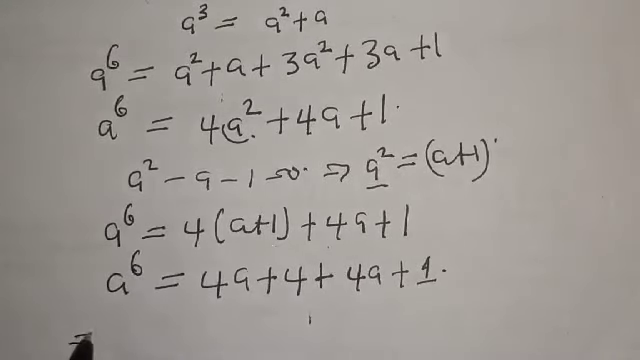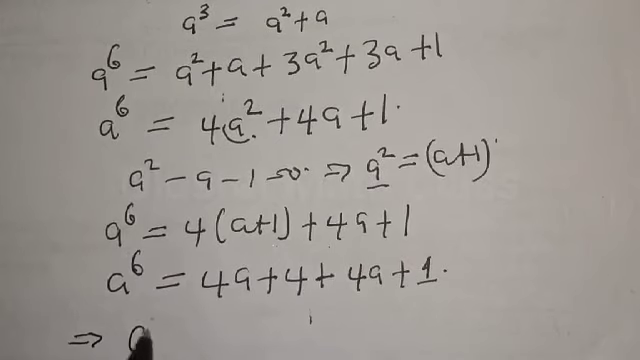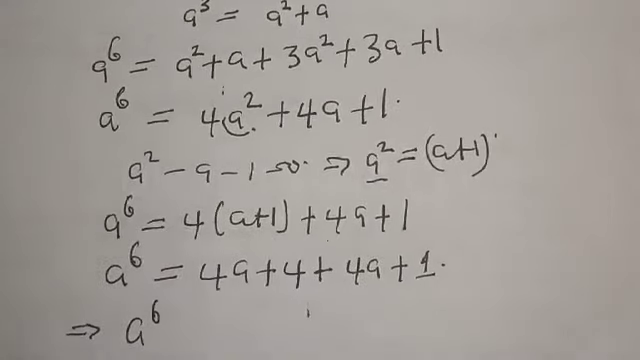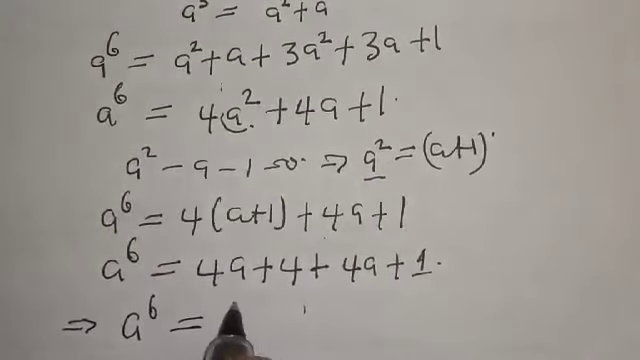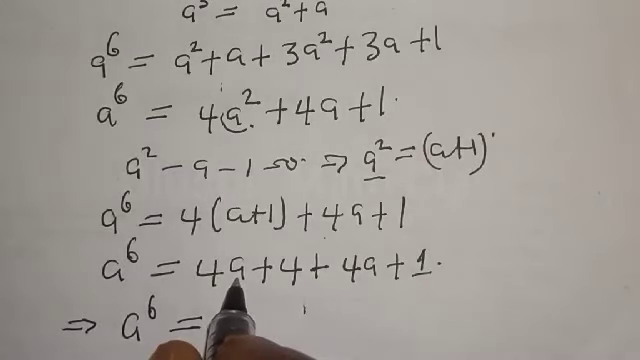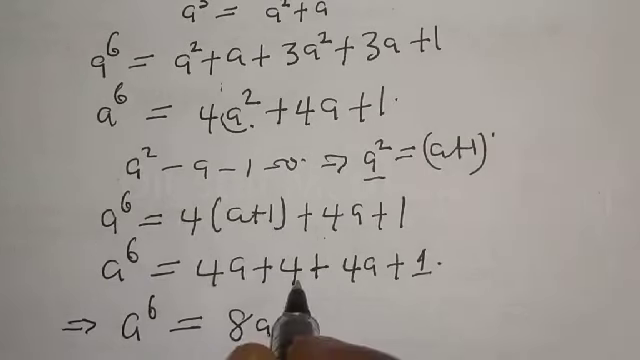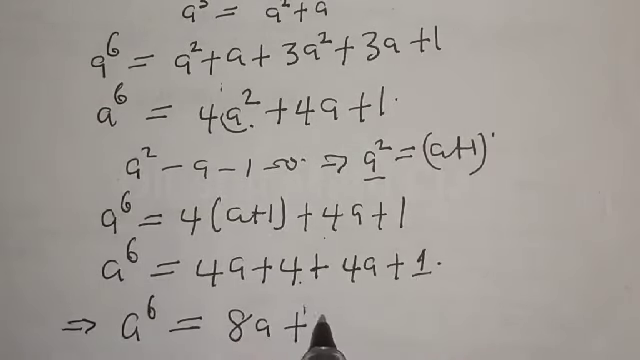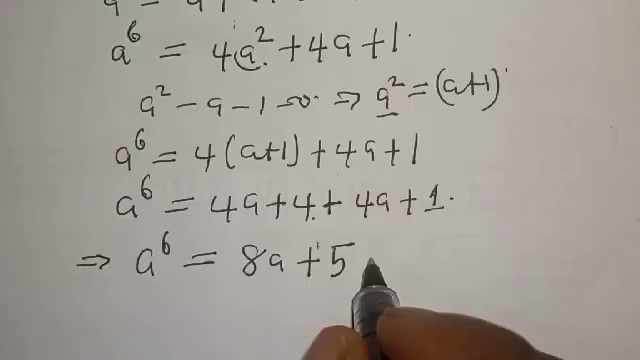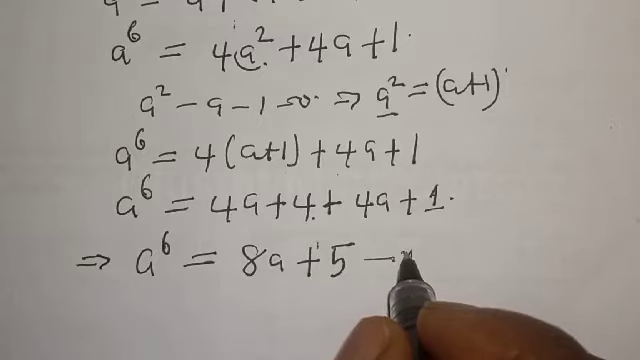This implies that we have a raised to power 6 to be equal to what? Here is 4a plus 4a. We have 8a plus 4 plus 1. That is 5. Let's call this equation star.